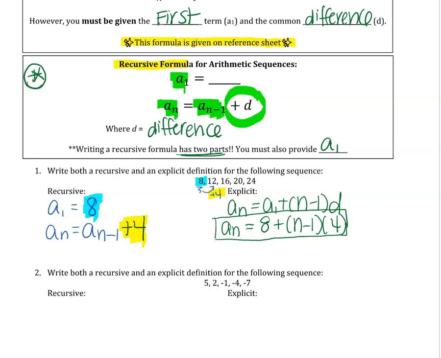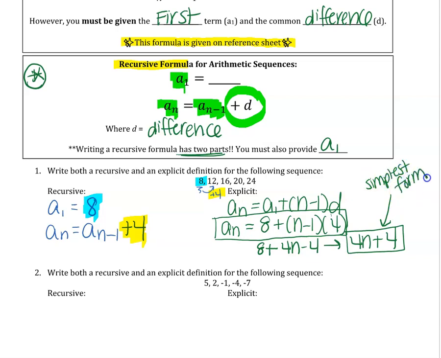In fact, I encourage you not to simplify it unless you have to because I hate for you to make a mistake. But let's say this is a multiple choice and that's not one of your options. You may have to clean that up and do some distribution. So in that case, I would have 8 plus 4n minus 4, which would then clean up to 4n plus 4. Okay, so either one of these is fine. The second one I just came up with is my simplest form.